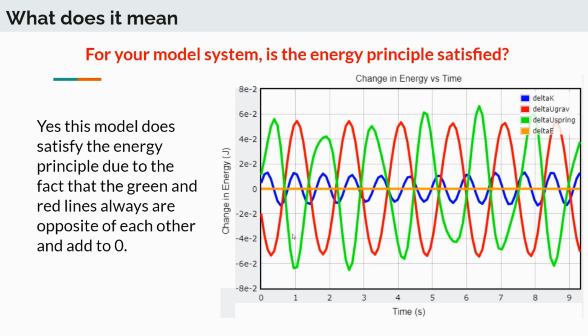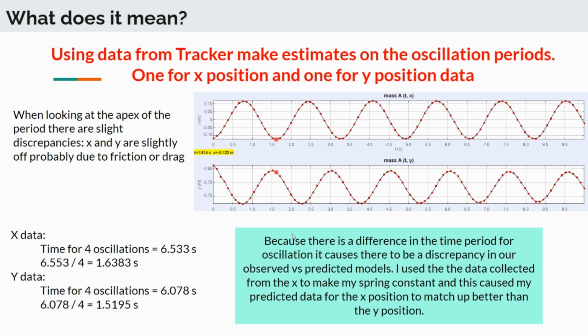Wrapping things up, here's the what do you mean? What does it mean? For our model system, is the energy principle satisfied? Yes, this model does satisfy the energy principle due to the fact that the green and red lines always are opposite to each other and add up to zero. This means that the energy principle is satisfied.